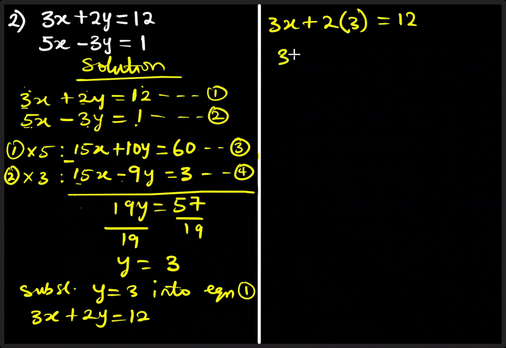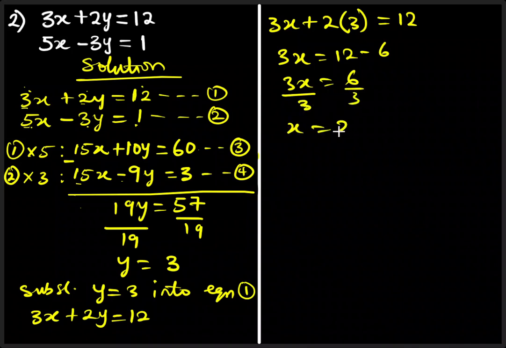And then we'll be getting 3x equals 12 minus 6, and then 3x equals 6. So we divide both sides by 3, so our x will be equal to 2. So meaning our x equals 2 and our y is equal to what? 3. Our x equals 2 and our y equals 3. Please take note of the corrections that were done here.